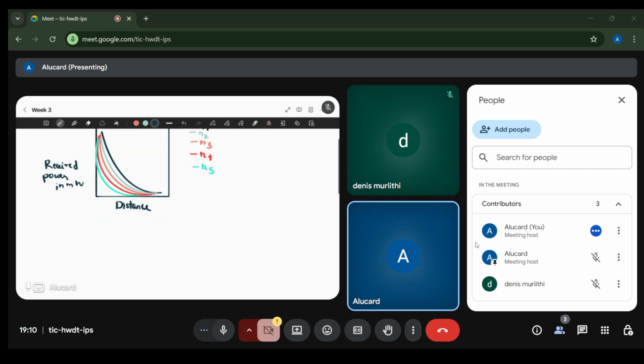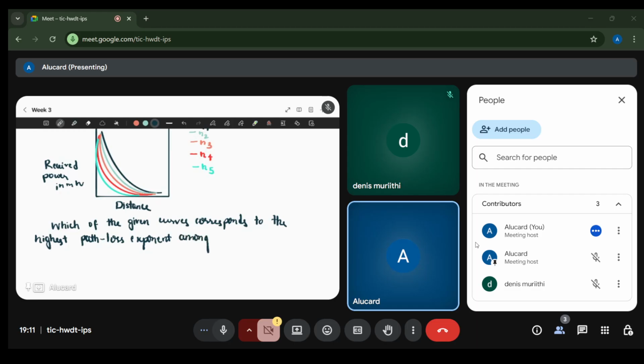So which of the given curves corresponds to the highest path loss exponent among the considered cases?